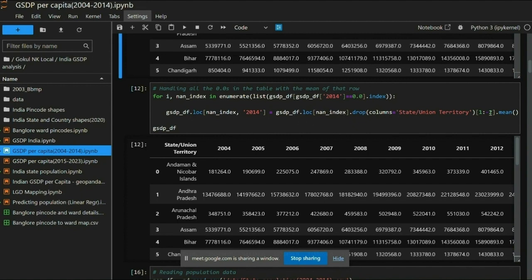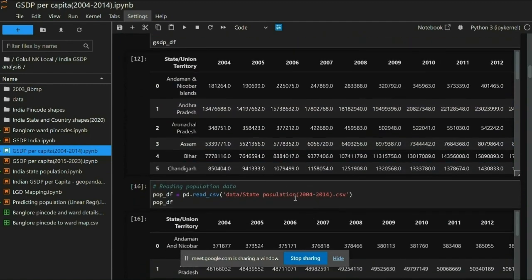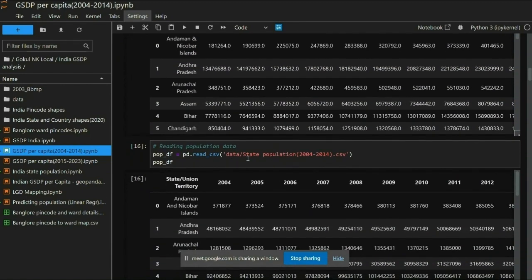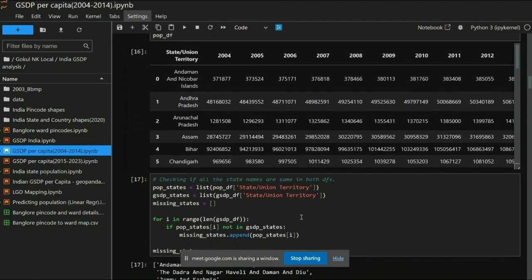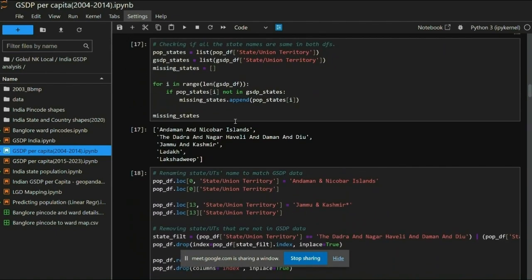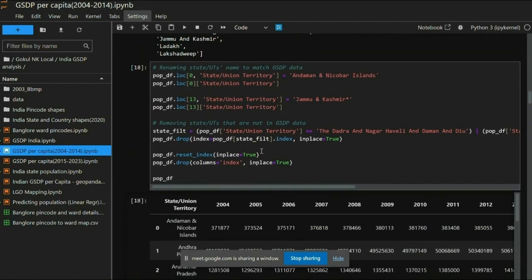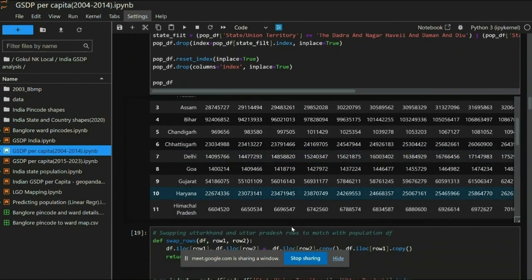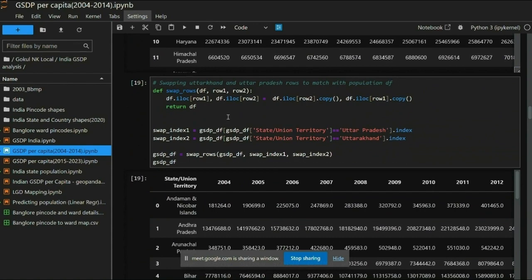Here we are handling all the missing values by finding a mean for each row. Then reading the population data that we have calculated earlier in the file. Here we are finding and replacing the column state names that are not matching with each other. These are the state names that were not matching. Here we are replacing the state names manually for those states.